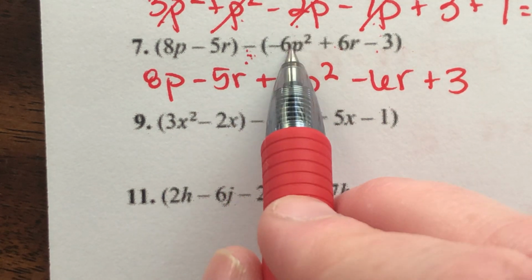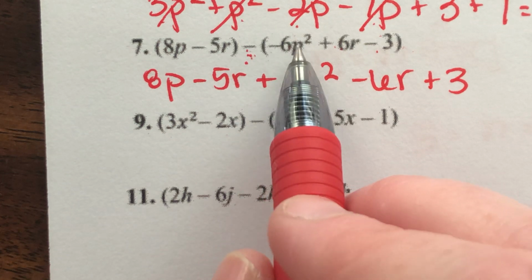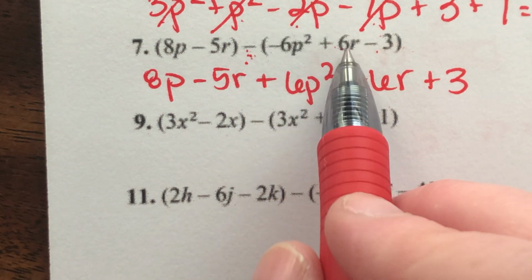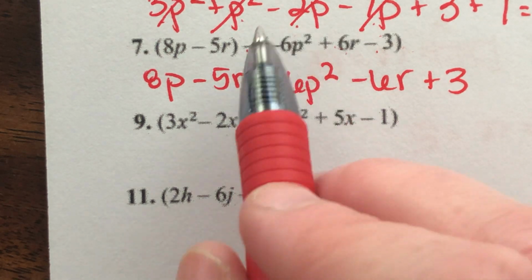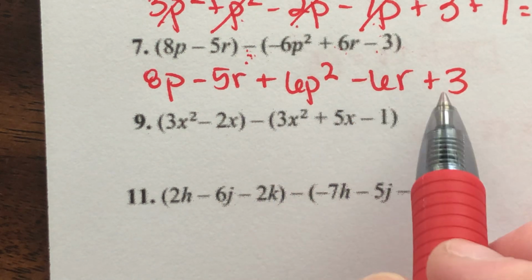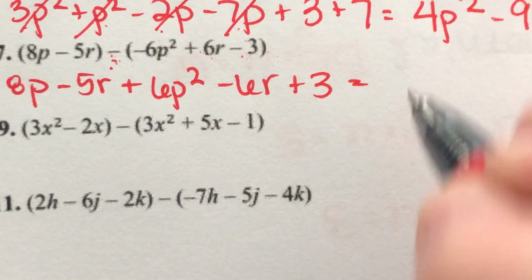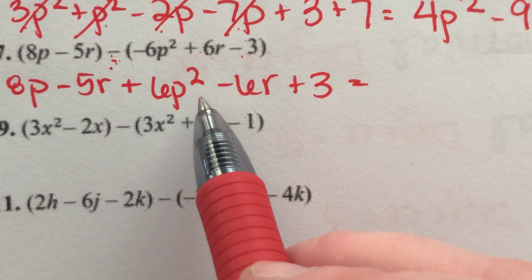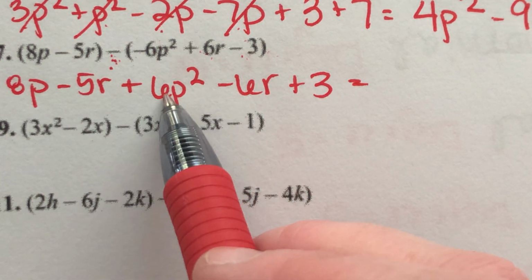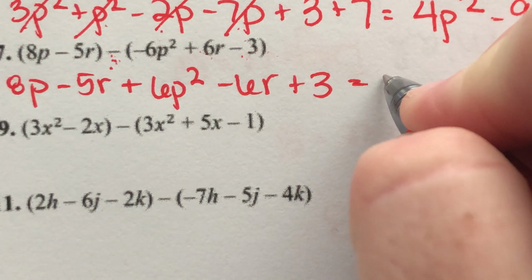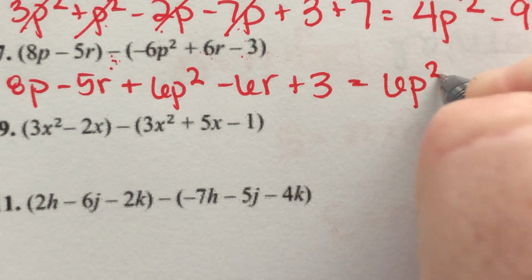A negative times negative 6p squared gives me positive 6p squared. Negative 1 times 6r gives me negative 6r. Negative 1 times negative 3 gives me positive 3. And then I can combine my like terms. So I've got an 8p and nothing else. I've got a 6p squared. That's my biggest degree term, so I'm going to put that first.